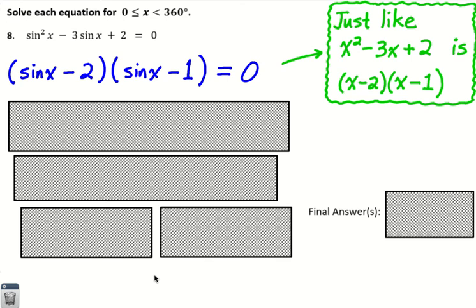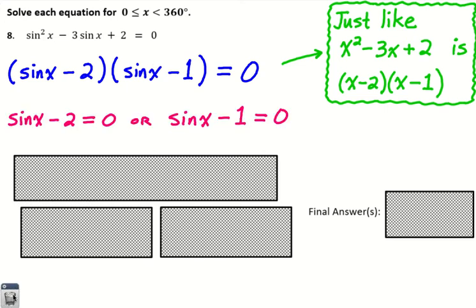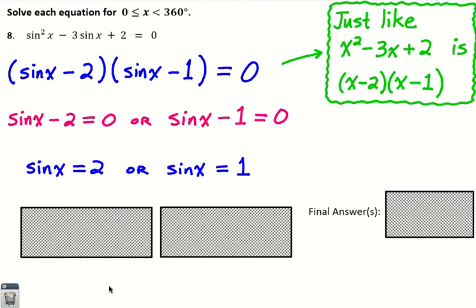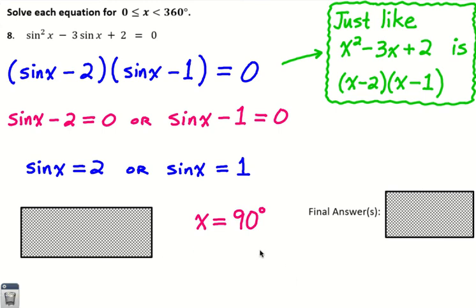All right. Now what do you do after you set it equal to 0 and after you factor? Don't you always set the factors equal to 0 separately and then work with each equation independently? And now we can get the sine of x by itself by adding 2 to the other side and adding 1 to the other side. And once you get to here and sine of x is by itself, now you can go to your cheat chart.